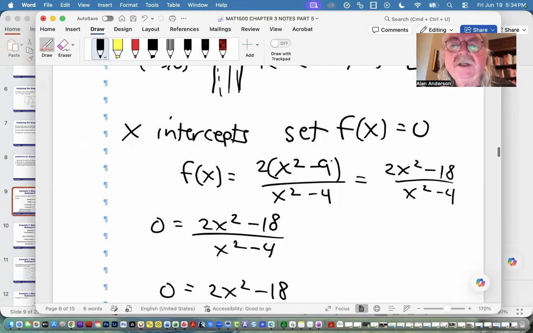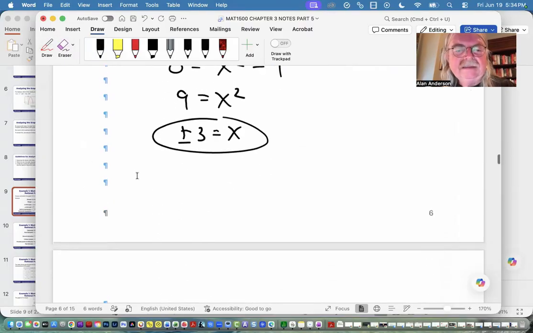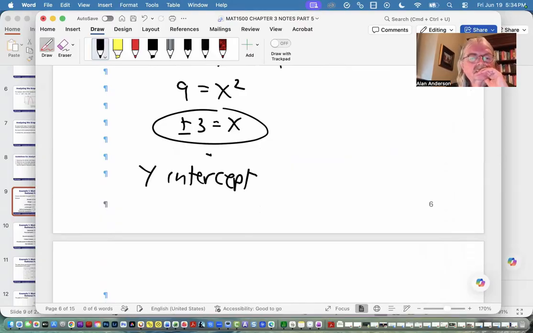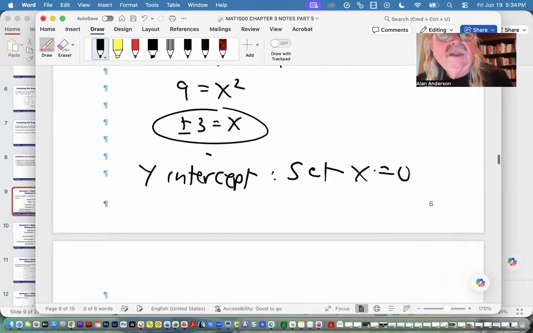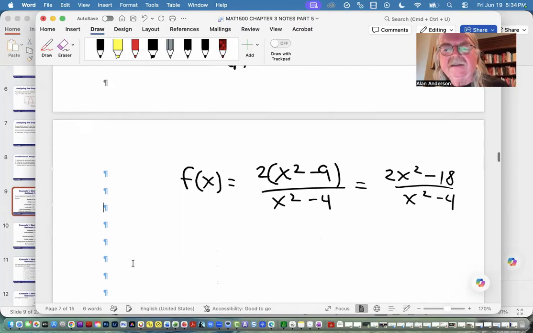Beautiful. Now, as you can imagine, the y-intercept takes place when x equals 0. All right, here we go. Let's try that. Now, of course, we just did that, but let's try it again.